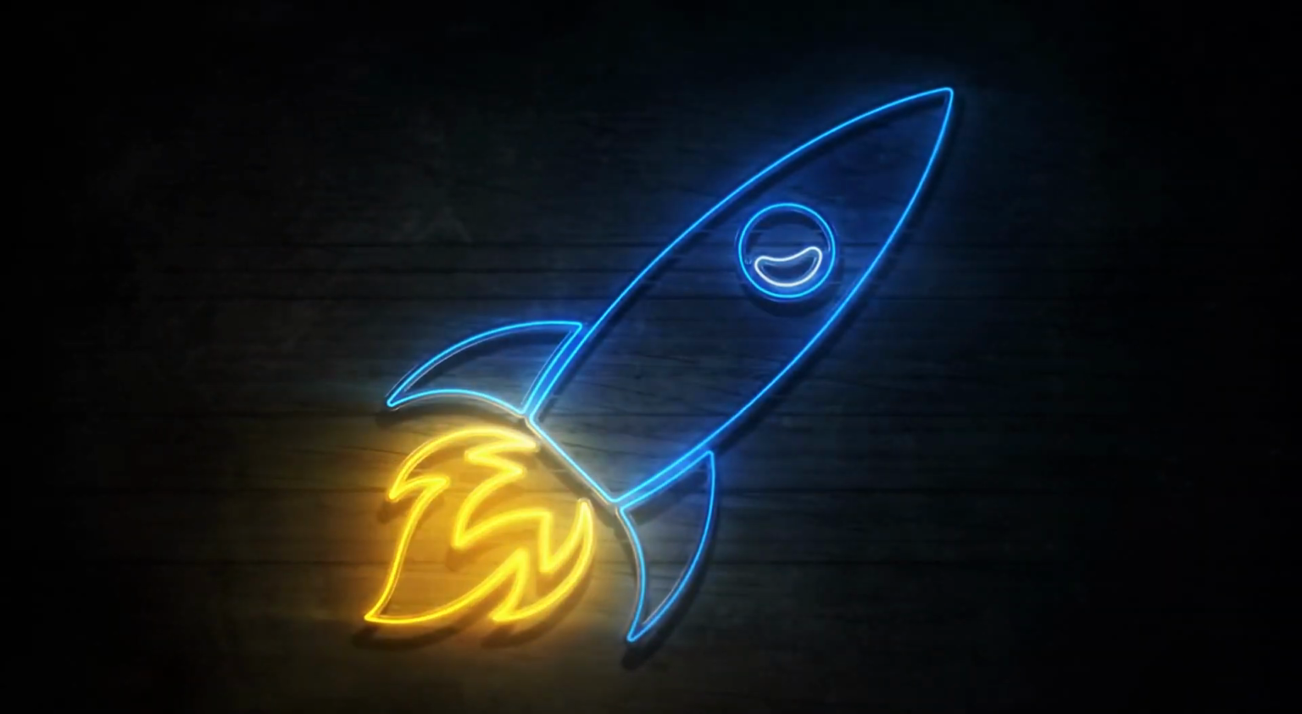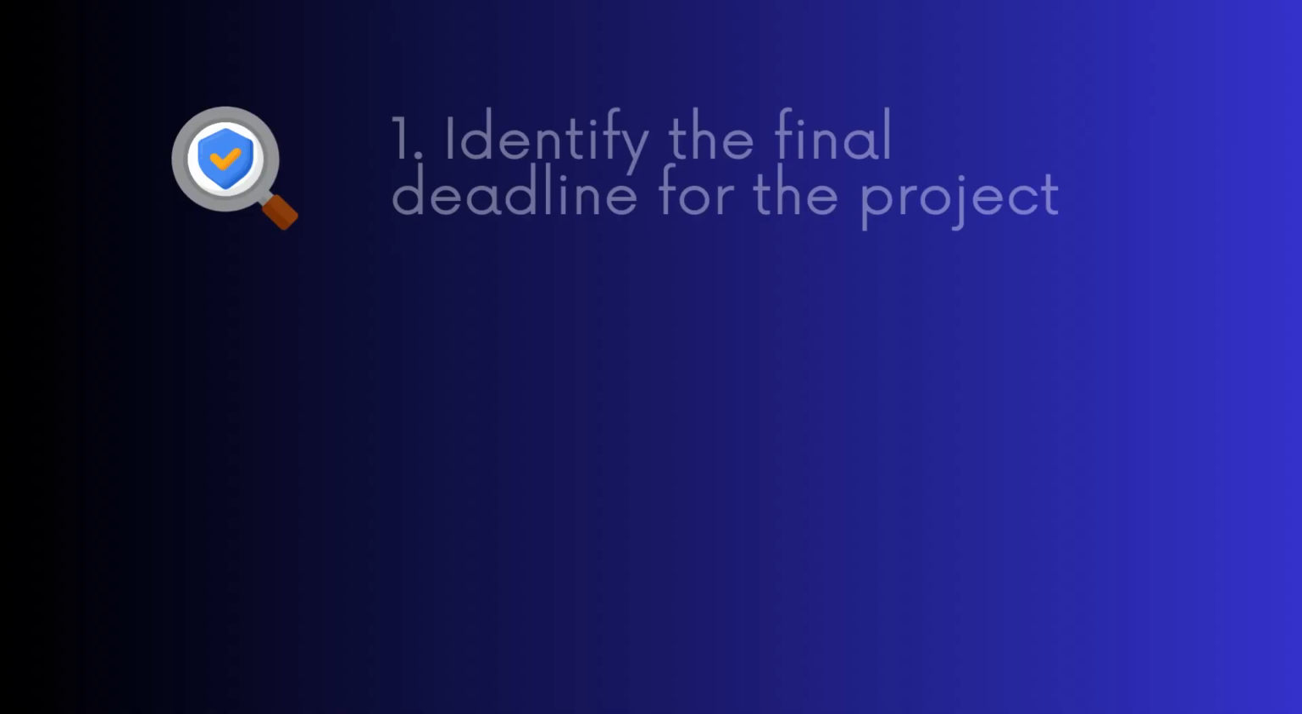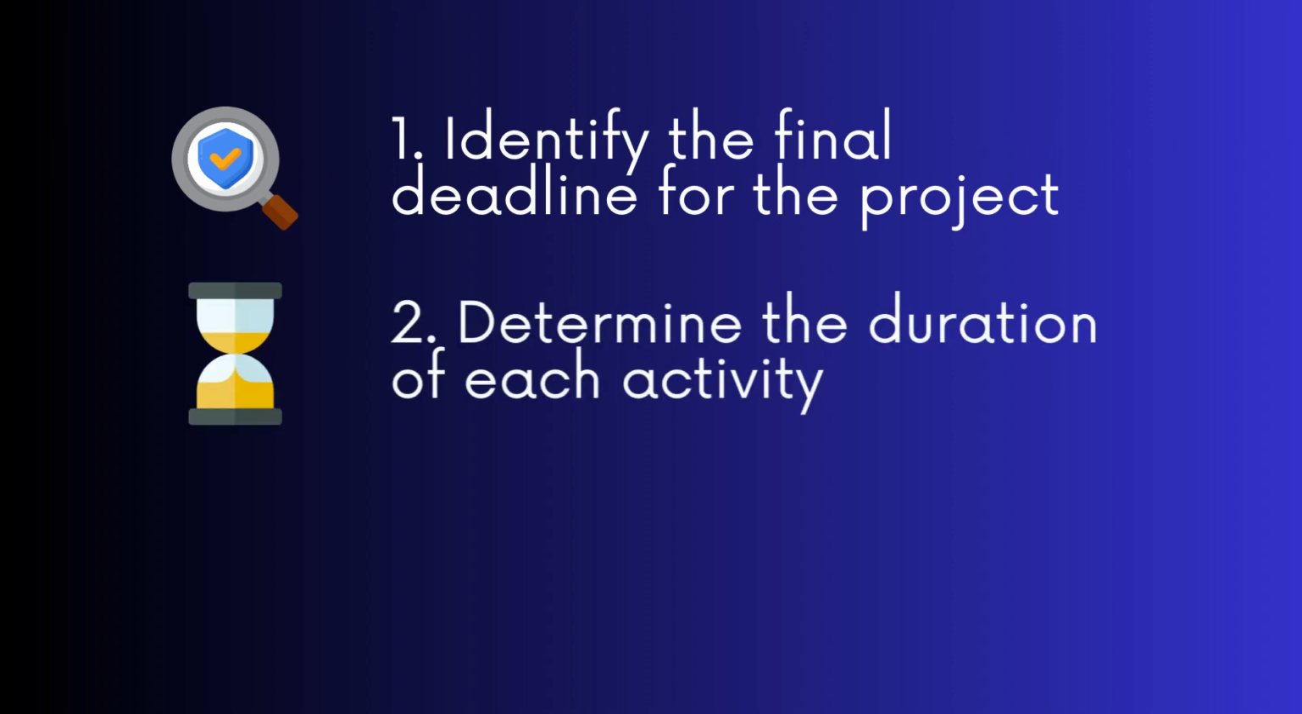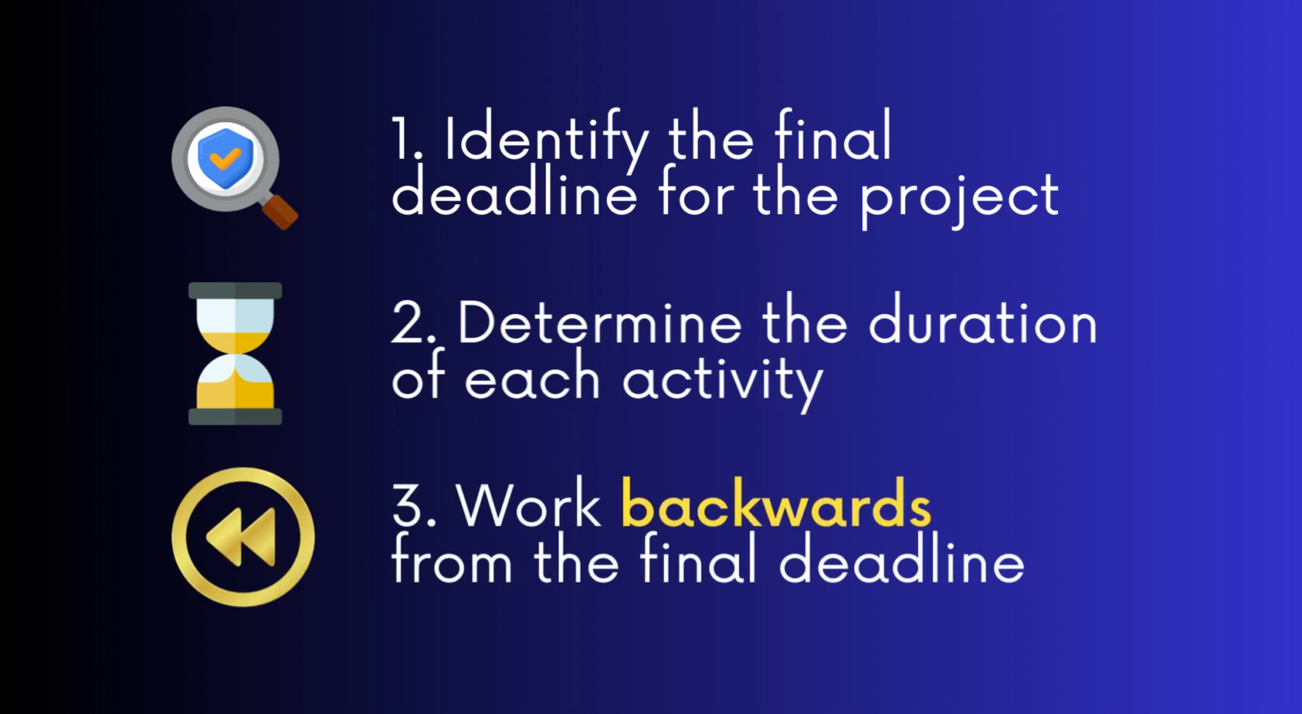Grab your time turner, that is a calendar, and start calculating those due dates step by step. It's a bit like counting down to blast off, but instead you're counting down to project completion. 1. Identify the final deadline for the project. This is the date by which the project must be completed. 2. Determine the duration of each task. Decide how long you think each task will take, based on the skills and experience available.